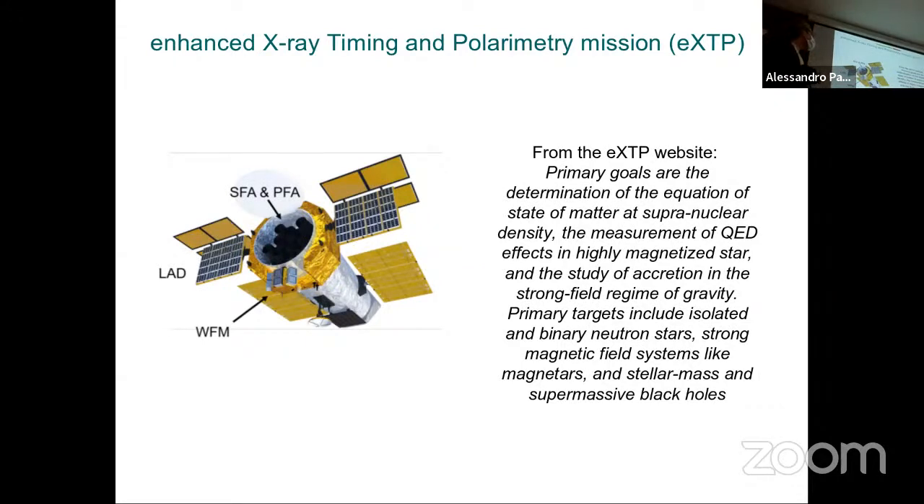And this has 4 instruments. It has the primary instrument, which is called the LAD. And then it has 2 detectors, which will also do polarization. And then there is a wide field monitor. As many X-ray instruments have monitors, but the peculiarity of the wide field monitor is that besides being very good for reasons that I will explain, it's also being developed a lot here, and we have the PI, Margarita Hernandez, who is guiding the developments of the instrumentation.